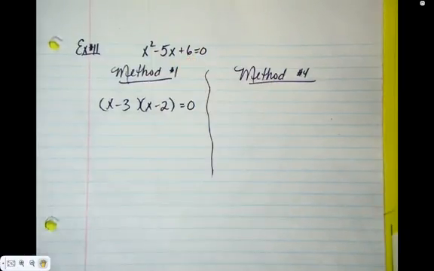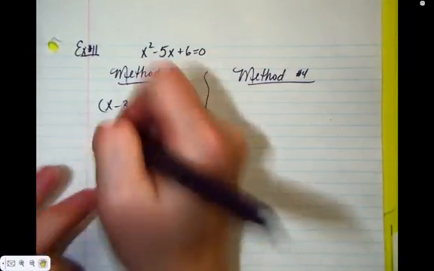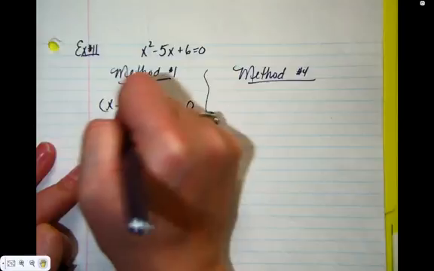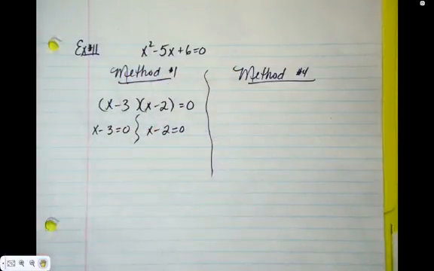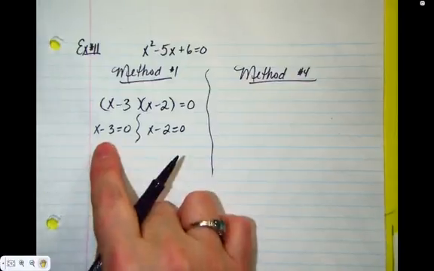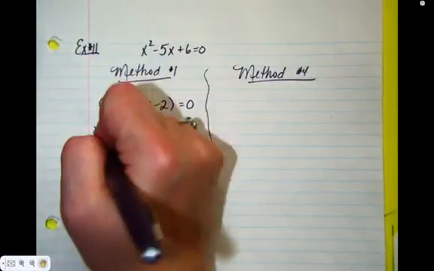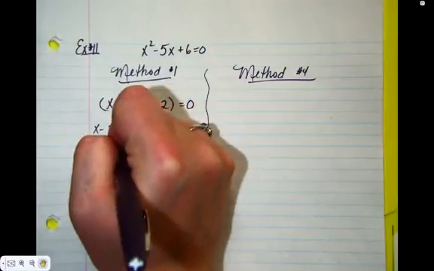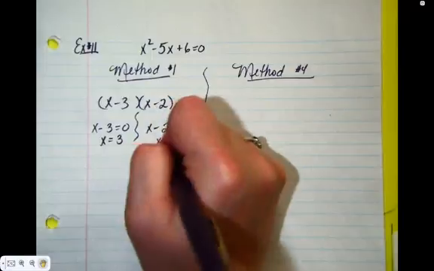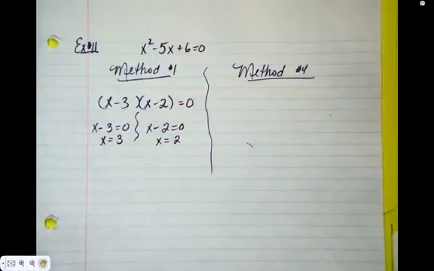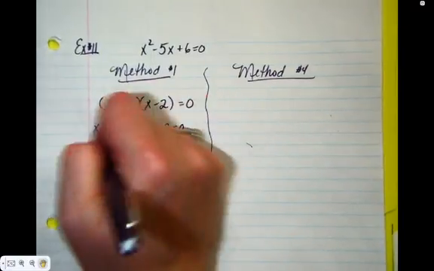What do we do after we factor? What's the next step in method 1? Separate them and make them both zeros. Split and solve. So x minus 3 might equal 0, or x minus 2 might equal 0. How do I get rid of minus 3? So x equals 3. How do I get rid of minus 2? Add it, so x equals 2. Well, which is it? Is it 3 or is it 2? Both. It's both.